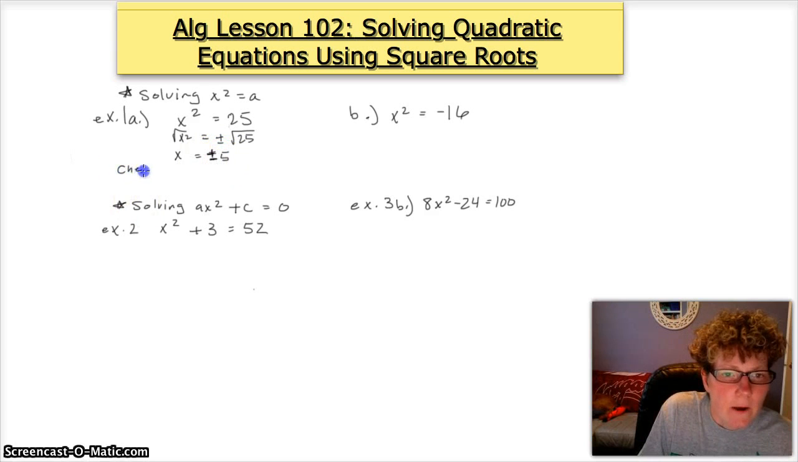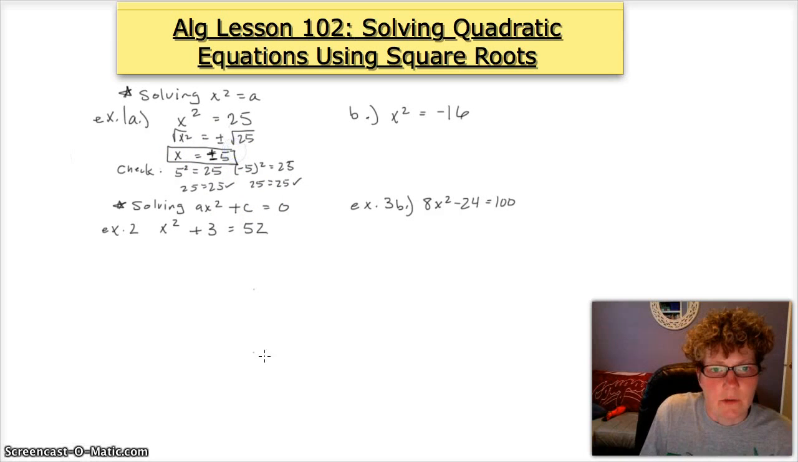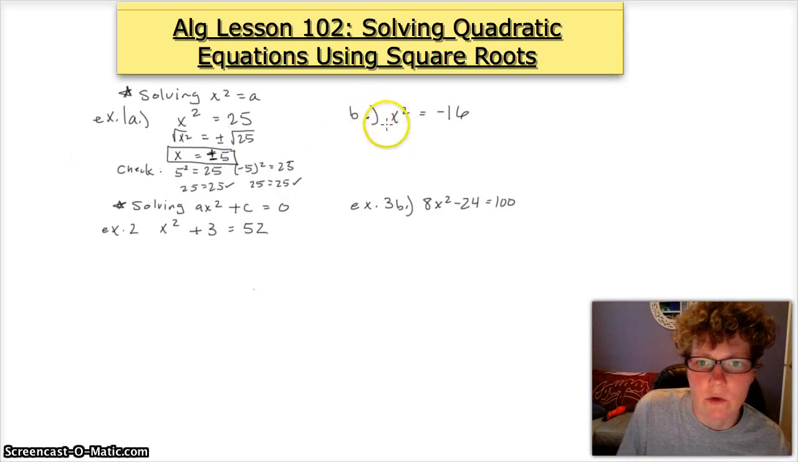But let's do a check. Let's put in positive 5. Yes, 5 squared is 25, so 25 equals 25. That checks out. And then let's put in negative 5 squared. That equals 25, so 25 equals 25. Both of those check out, so we have a plus or minus for the 2 roots there. Okay, simply solved.